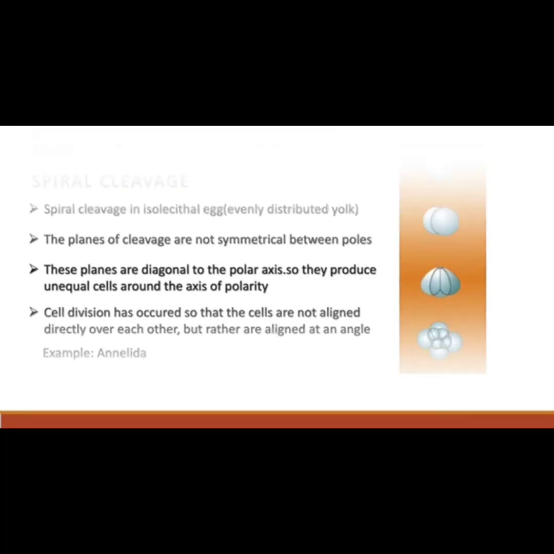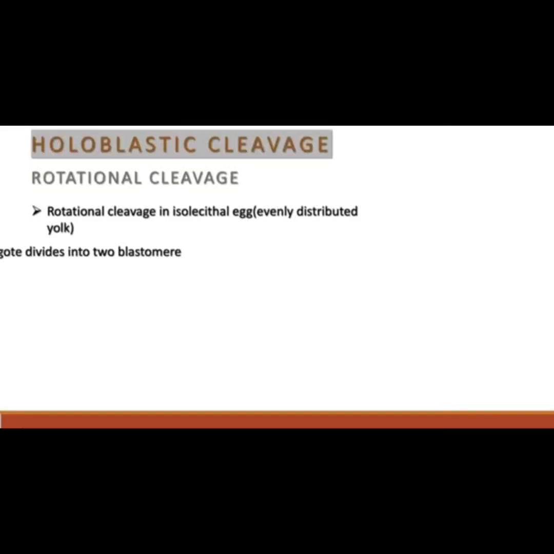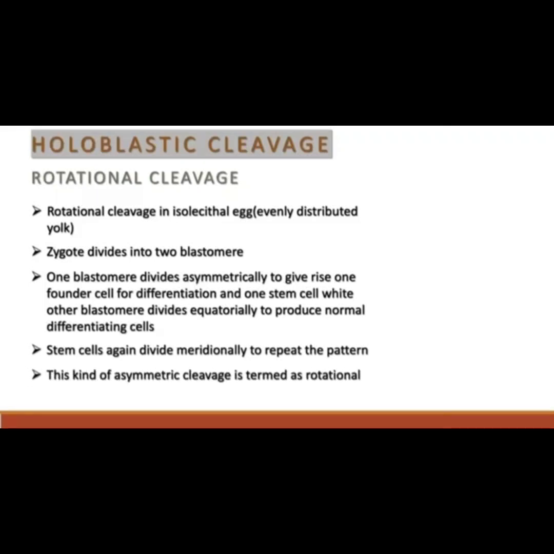Rotational cleavage. Rotational cleavage occurs in isolecithal egg, that is, eggs with evenly distributed yolk. The zygote divides into two blastomeres. One blastomere divides asymmetrically to give rise to one founder cell for differentiation and one stem cell, while the other blastomere divides equatorially to produce normal differentiating cells. Stem cells again divide meridionally to repeat the pattern. This kind of asymmetric cleavage is termed rotational. Example, mammals and nematodes.